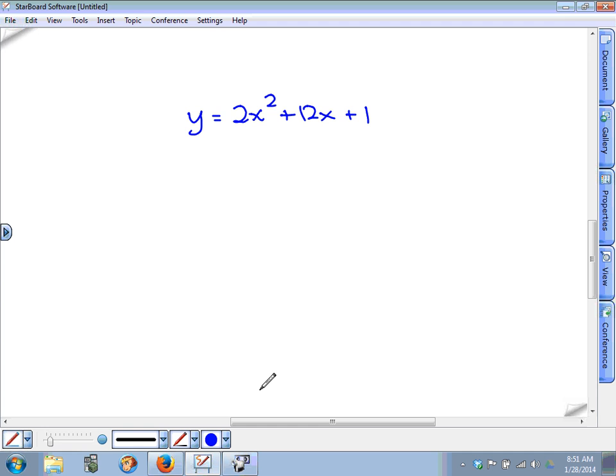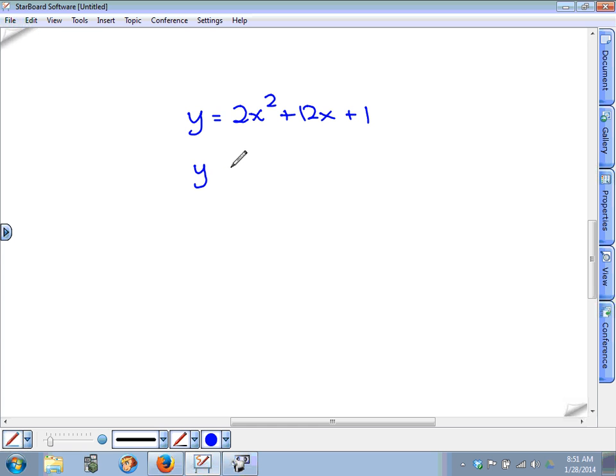I remember. It's complete the square. Who said complete the square? I said it. Oh, I was sure you guys remember. What about the negative b over 2a? That works for parabolas, but it doesn't work for what we're about to do. Okay? Let's run through this process real quick.